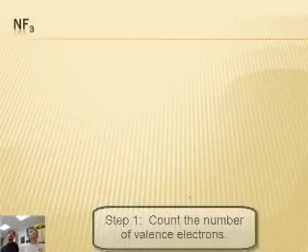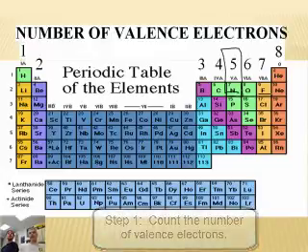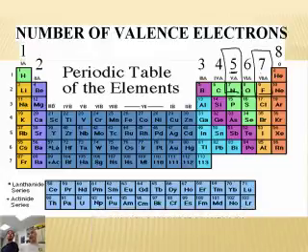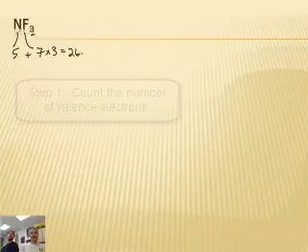Let's do another one. How about NF3? Nitrogen trifluoride. Nitrogen is here and fluorine is here. Nitrogen has 5 and fluorine has 7. So I'm going to write 5 here, and this will be 7, but there's times 3, so that means times 3. That's 21 plus 5, 26. Now, that's a lot more than 8.